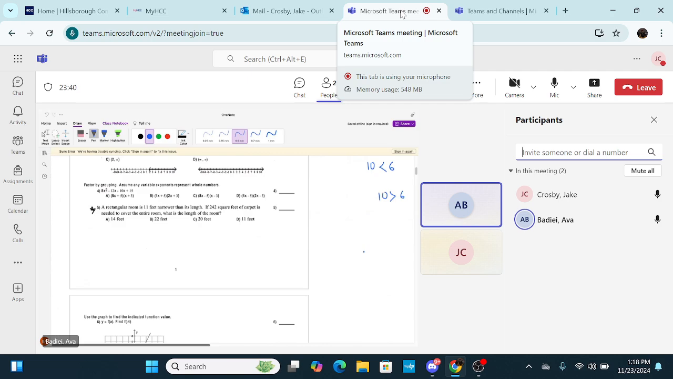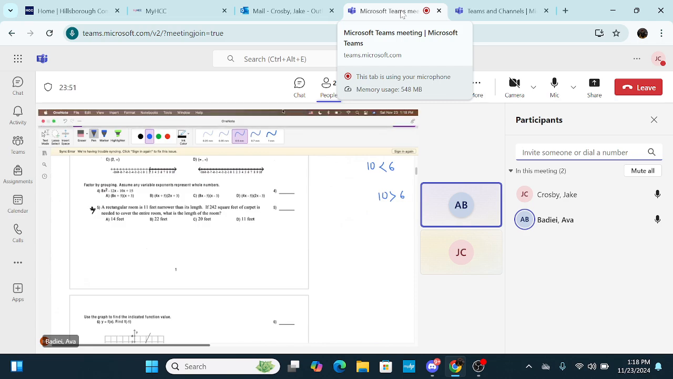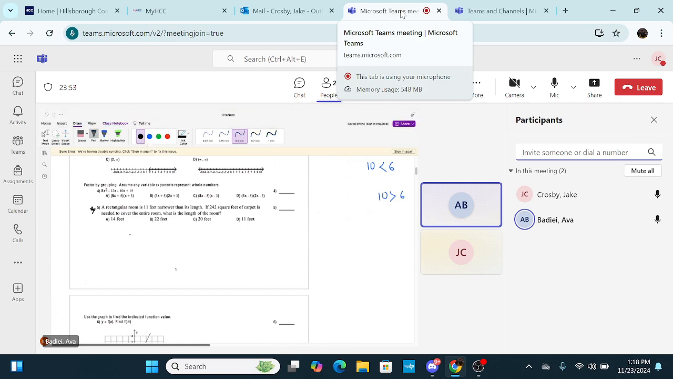So a rectangular room is 11 feet narrower than its length. If 242 square feet of carpet is needed to cover the entire room, what is the length of the room? So again, when it comes to word problems, there are a few things that we need to do. First, we have to write down all the information that we know. And second, if it applies, we need to draw any shapes or diagrams that will help us. So first, we know that we have a rectangular room.